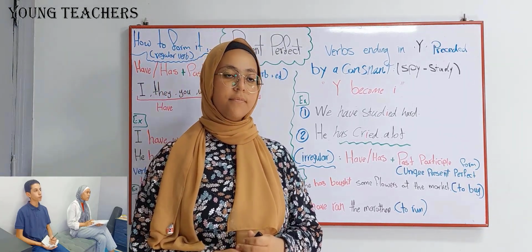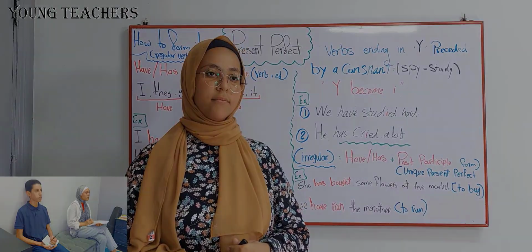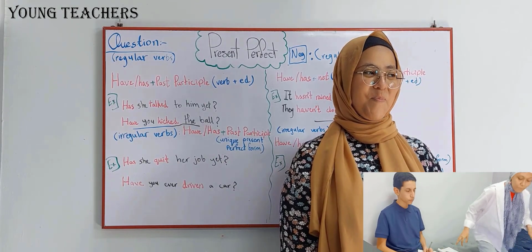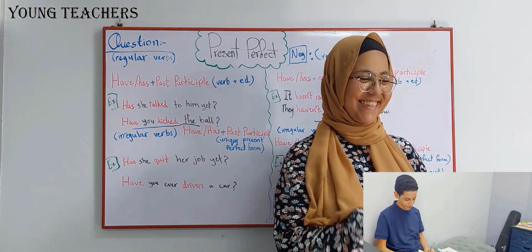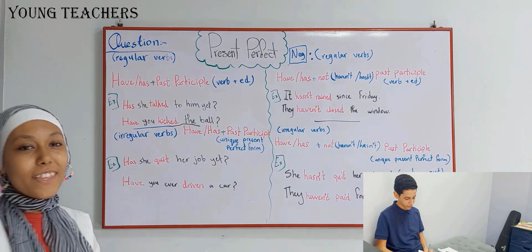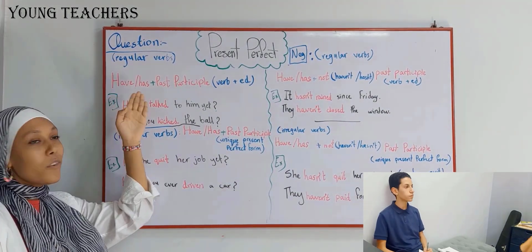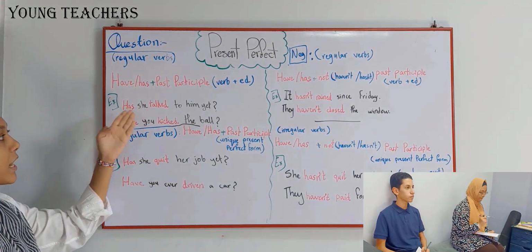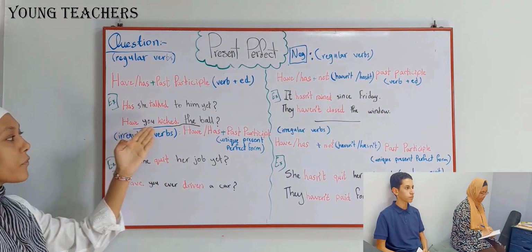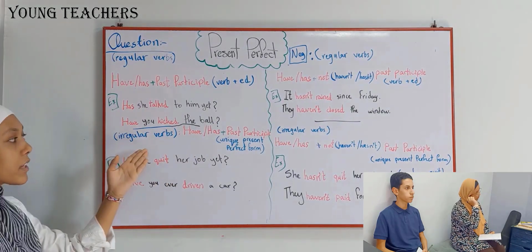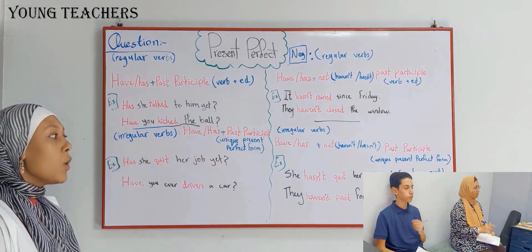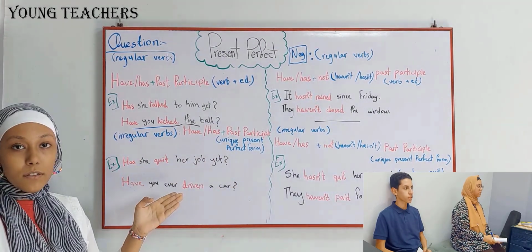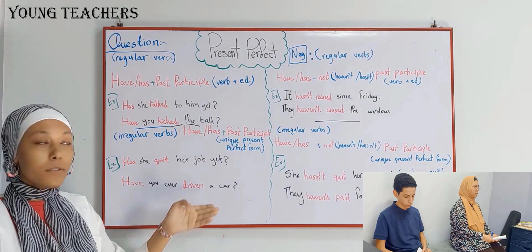So how to form the question in the present perfect? Can you answer this question, Sohaila? Okay. In the question with the regular verbs, have or has plus past participle, which adds verb plus ed. Example, has she talked to him yet? Have you kicked the ball? In the irregular verbs, have or has plus past participle, which have a unique present perfect form. Example, has she quit her job yet? Have you ever driven a car?